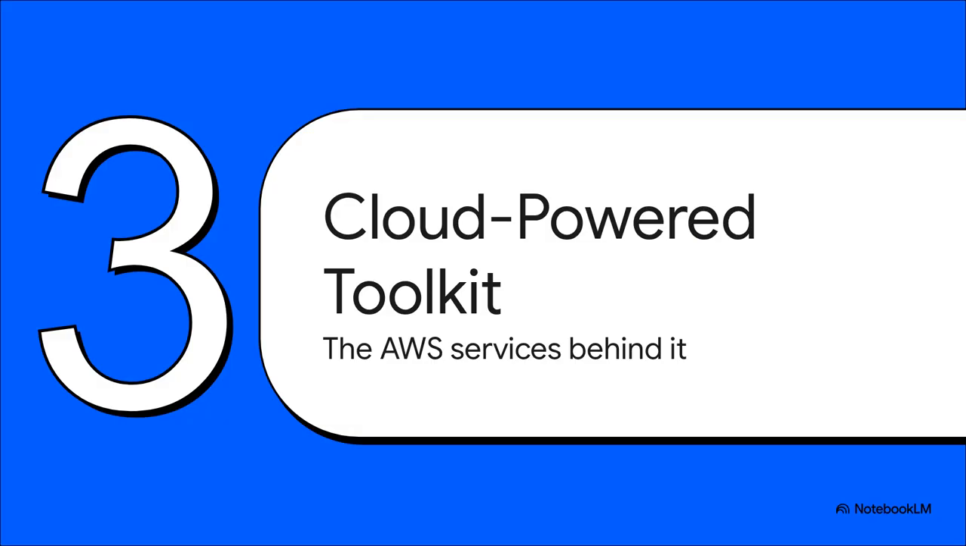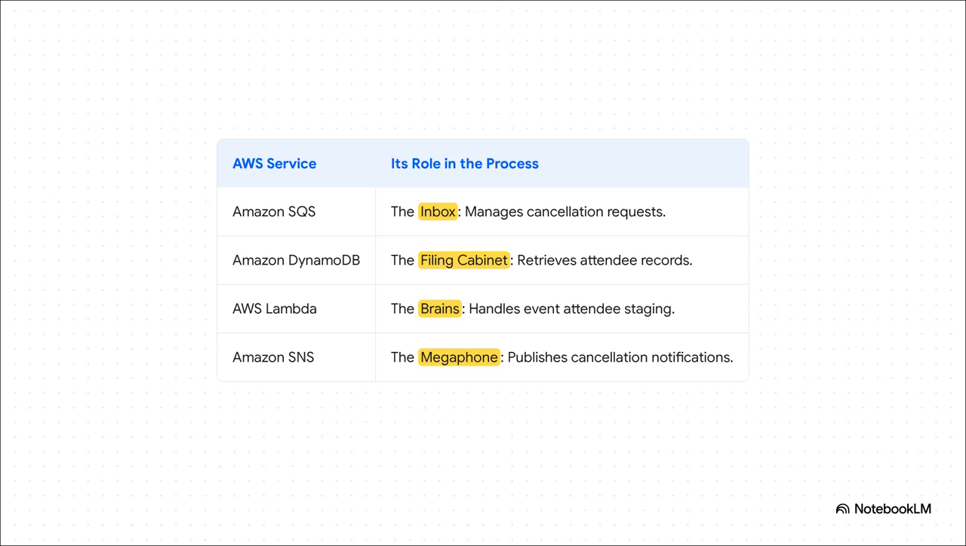Of course, this isn't just magic, right? It's powered by a set of really specialized cloud services. In this case, we're looking at tools from Amazon Web Services, or AWS, and each one of them has a very specific, very important job to do. So here's how this all fits together. Amazon SQS acts as the system's inbox. That's where the cancellation request first lands.